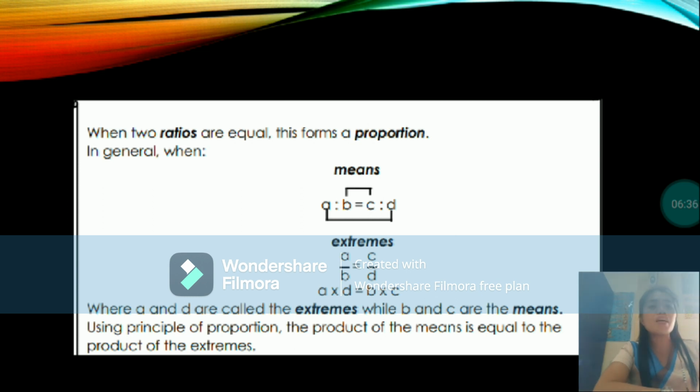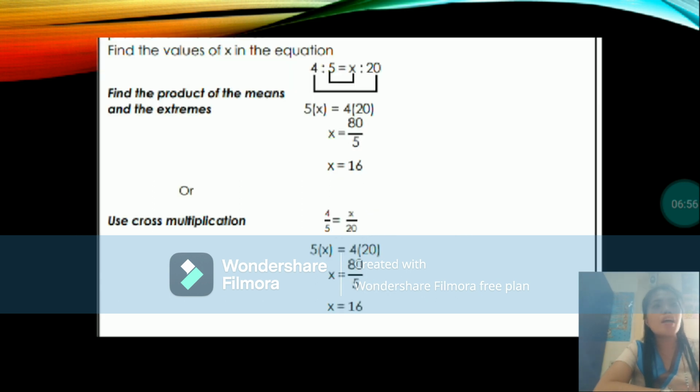So you have A over B is equal to C over D, and when you cross multiply, you have A times D is equal to B times C, where A and D are called the extremes, while B and C are the means. Now using the principle of proportions, the product of the means is equal to the product of the extremes.